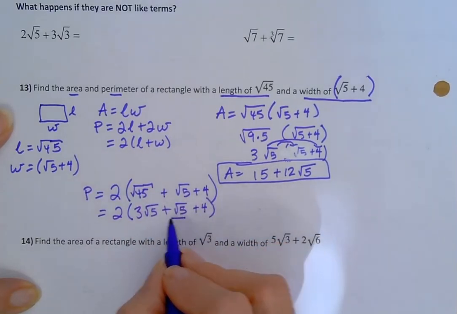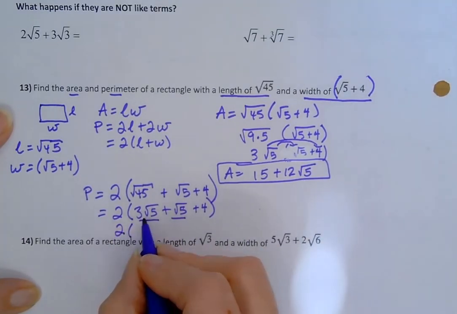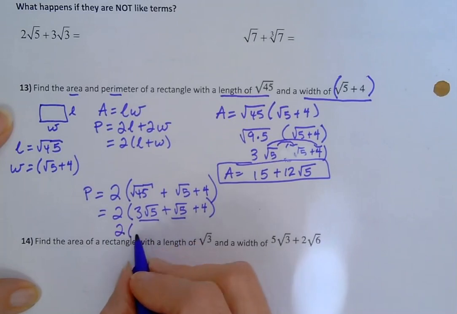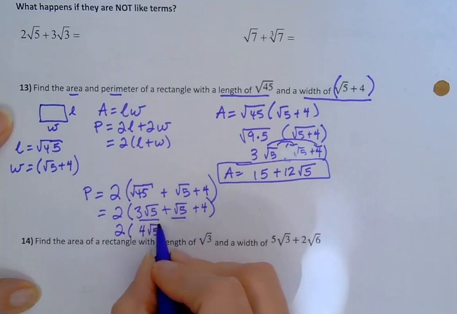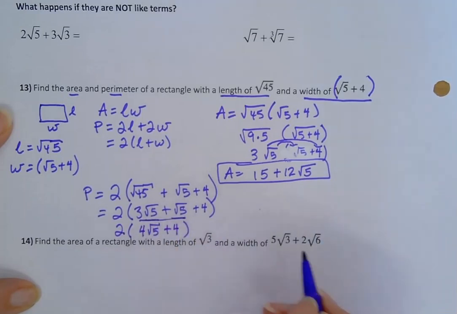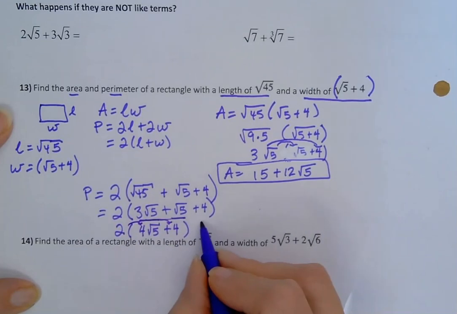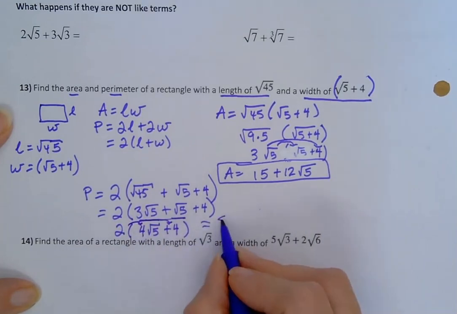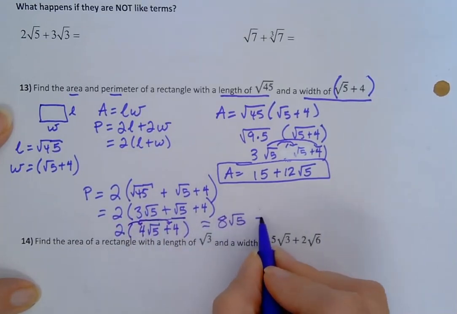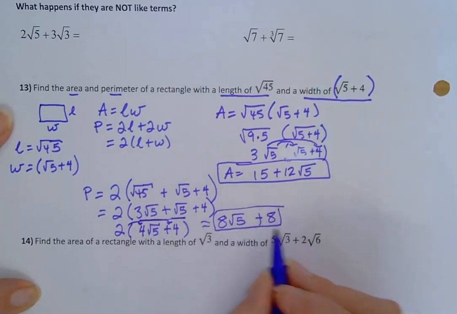See how I have some like terms now? So I have 2 times 3 roots of 5 plus 1 root of 5 is going to be 4 roots of 5 plus 4. Okay, all I did was I combined like terms. Now I get to distribute. So this equals 2 times 4 is 8 times the square root of 5 plus 2 times 4 is 8. That is my final answer there for the perimeter.